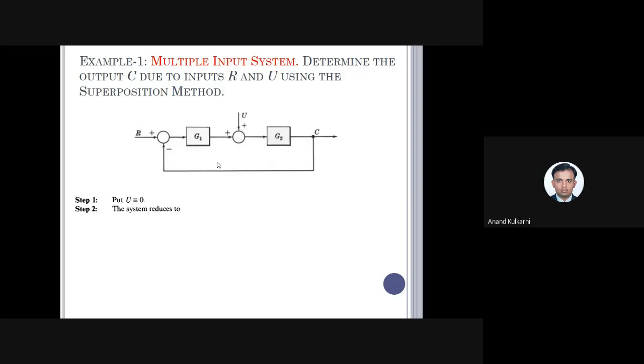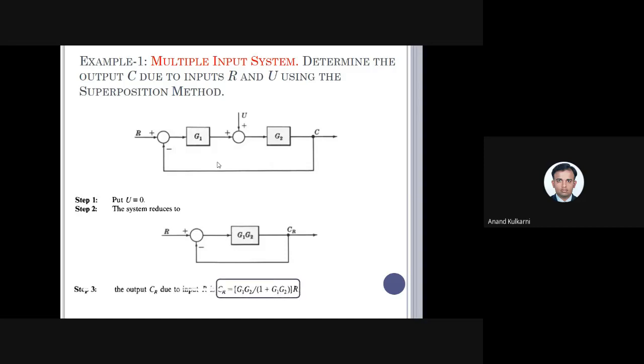G1 G2, 1 plus G1 G2. Now, you can just see here, it will become like this, and we get G1 G2 divided by 1 plus G1 G2. So this is nothing but C by R.